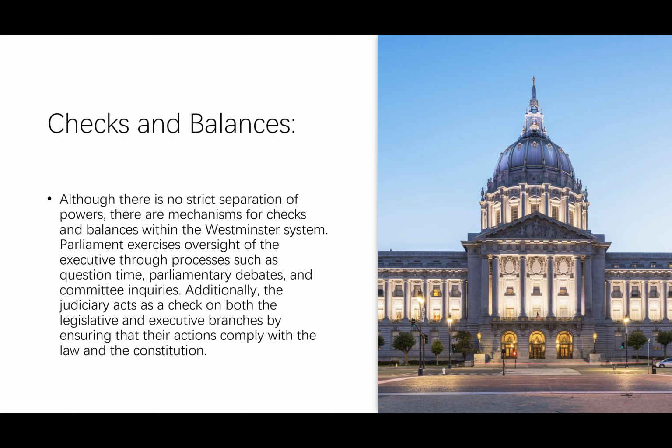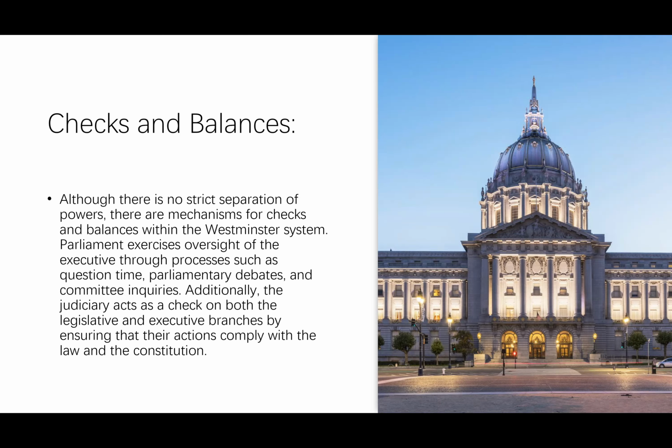So there is always a slight overlap that allows for different sections of government to actually keep the accountability of the other sections. So the parliament would exercise oversight over the executive through processes such as question time, parliamentary debates, and committee inquiries. So the parliament can actually keep the executive in check. Additionally, the judiciary acts as a check on both executive and legislative branches, ensuring that these actions comply with the laws and the constitution itself.